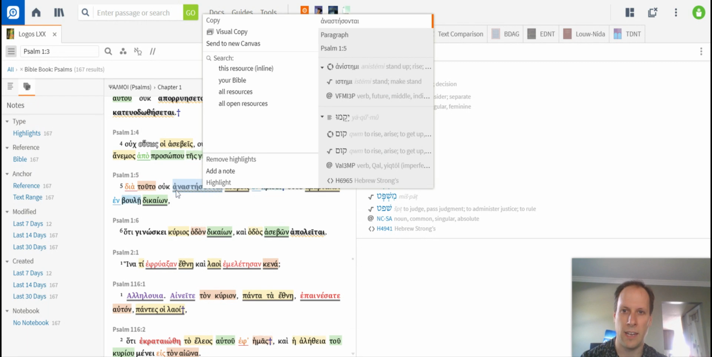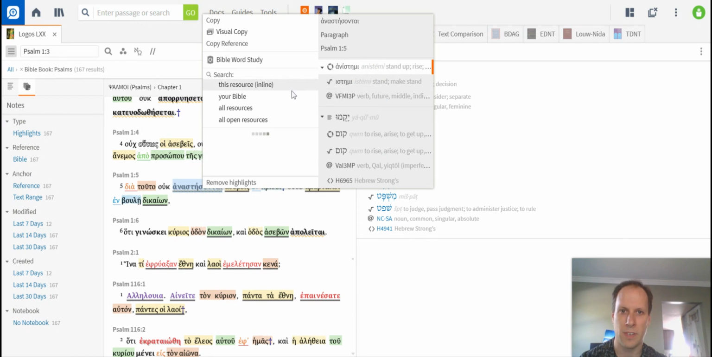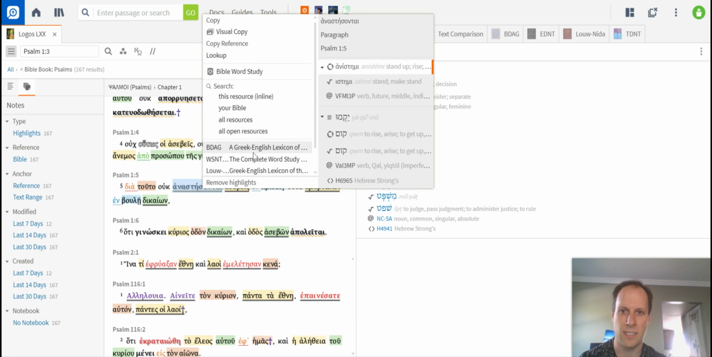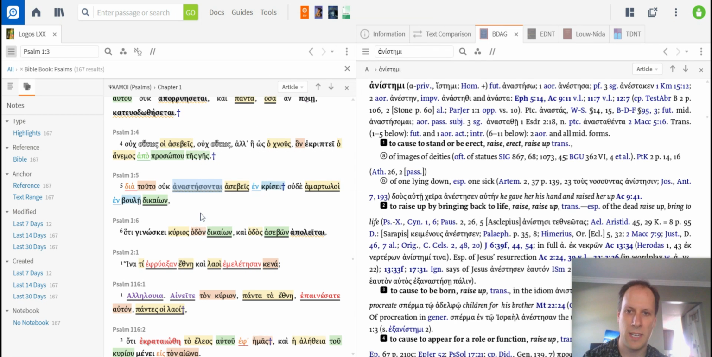But let's go ahead and look at this one. So our gloss is to stand up. Pull it up in BDAG, and what we have is anistemi, which is to cause to stand, to be erect, raise up, sometimes by bringing back to life. That idea is cause to be born. Oh, that's interesting.